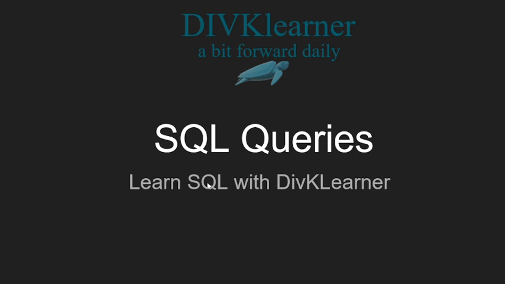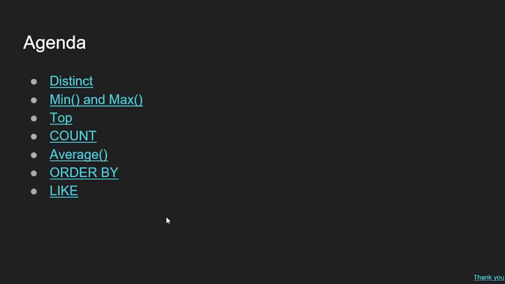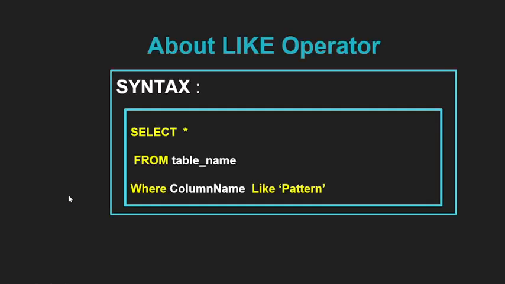So let's get started. Our today's agenda is the LIKE operator. So let's see what the LIKE operator is and how we use it. Sometimes we have a requirement to retrieve data from a table according to some specific pattern. In SQL, we use the LIKE operator to specify these patterns, and we use it in the WHERE clause.